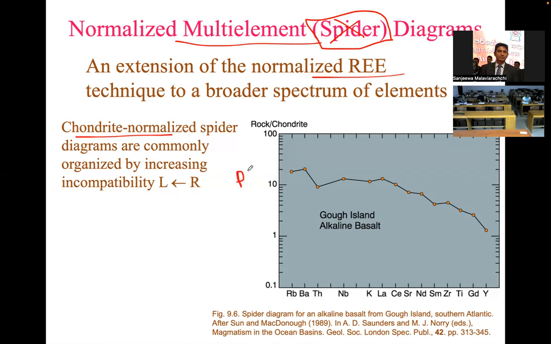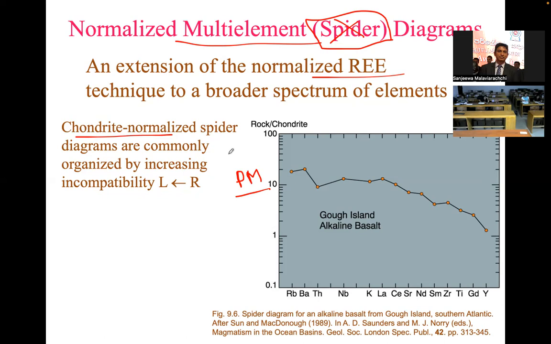Primitive mantle normalization means you can remember the composition of the bulk earth, right? Bulk silicate earth composition. Primitive mantle, that is it, right? Just after core separation. Chondrite normalization is just the composition of the chondritic mantle, right? That means before the core separation, what we had was the chondrites, right?